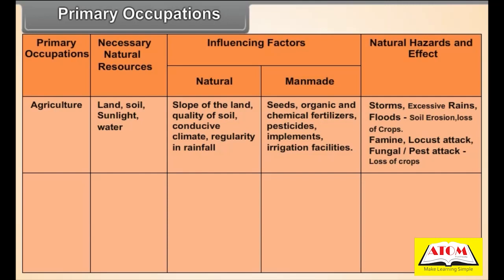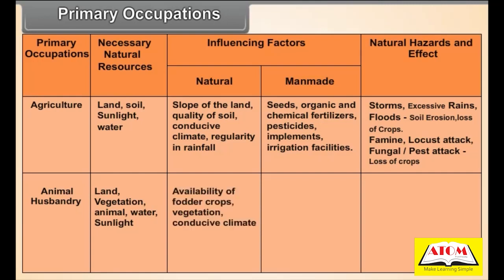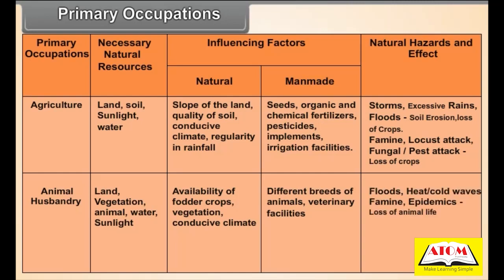Primary occupations: animal husbandry. Necessary natural resources: land, vegetation, animals, water, sunlight. Influencing factors: natural, availability of fodder crops, vegetation, conducive climate. Man-made: different breeds of animals, veterinary facilities. Natural hazards and effects: floods, heat or cold waves, famine, epidemics, loss of animal life.